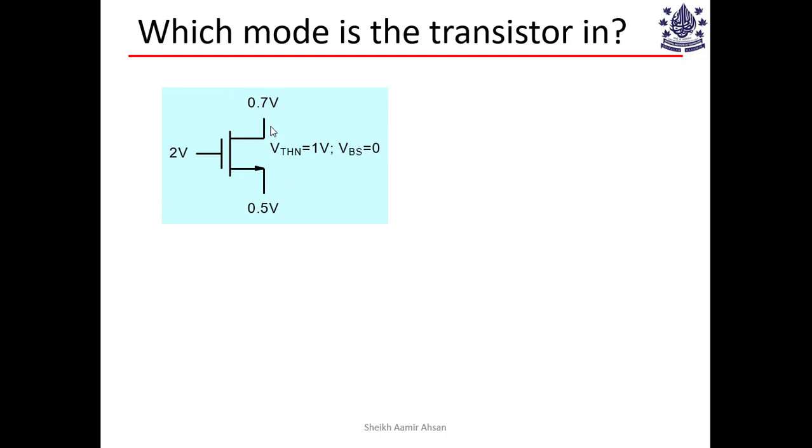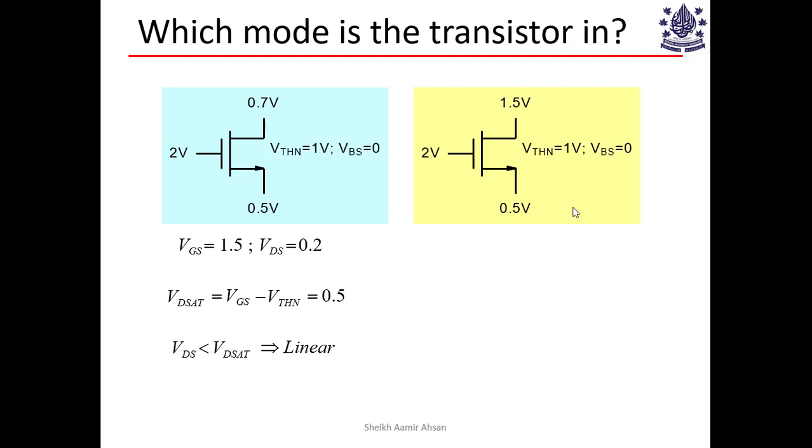Then we have to check VDS. VDS is 0.7 minus 0.5, which is 0.2. And what is VDSAT? VDSAT is VGS minus VT, which is 1.5 minus 1, so 0.5 is your VDSAT. So definitely VDS is less than VDSAT, and VGS is greater than VT. So it's on state, but in linear region because VDS is less than VDSAT.